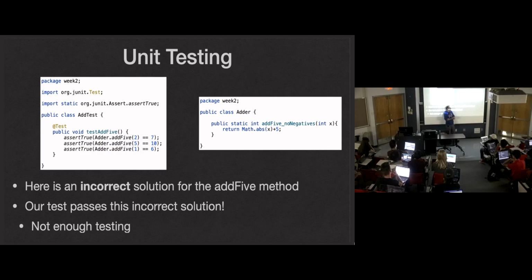cryptic message, a name for each incorrect solution in Autolab. And I'll talk about what that means. If you haven't submitted yet, I'll talk about what that means at the end of this lecture. I would probably call this one no negatives.